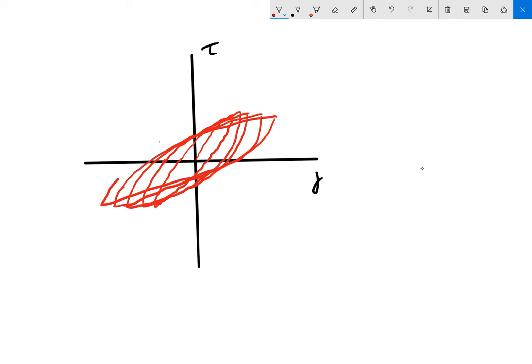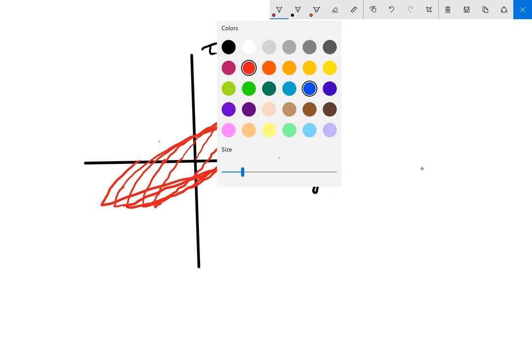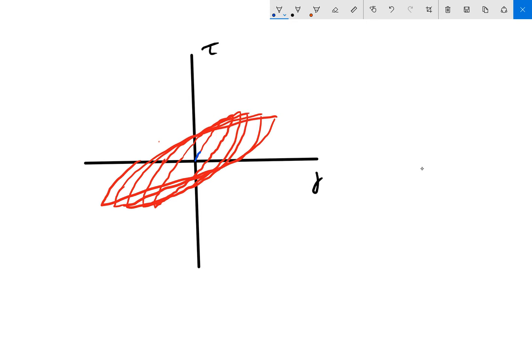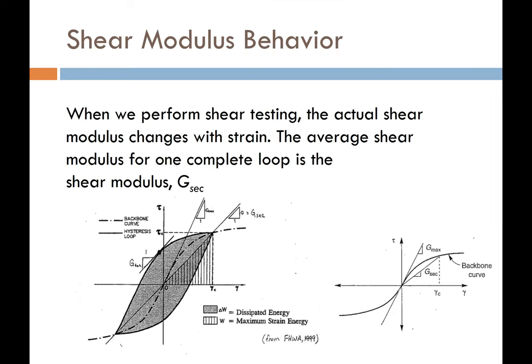Okay? So if we continue that process, if what we were to do then were to plot the path of these peaks, they would look something like that, right? And the path of these peaks would look something like this. So that blue line is something that we're interested in, and we're going to call that blue line the backbone curve.